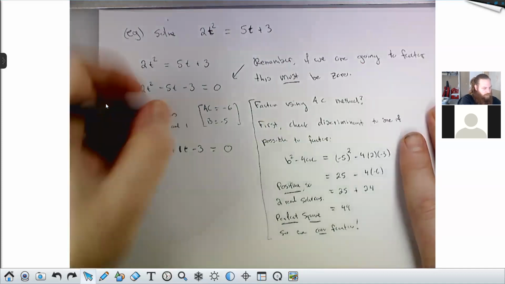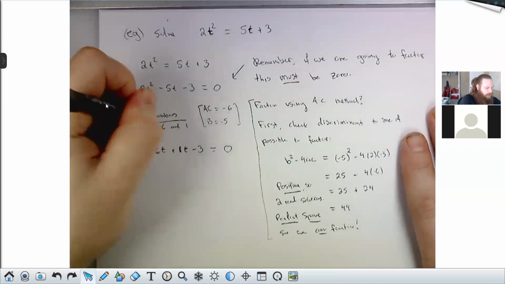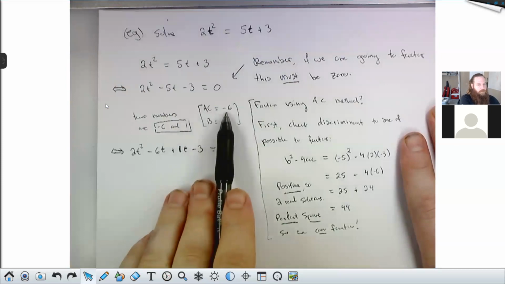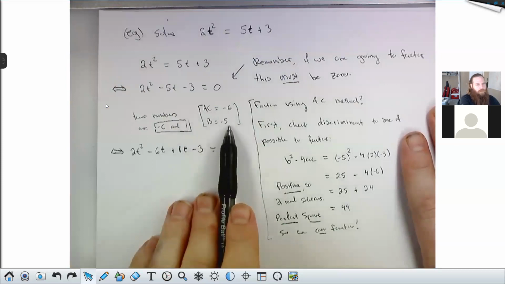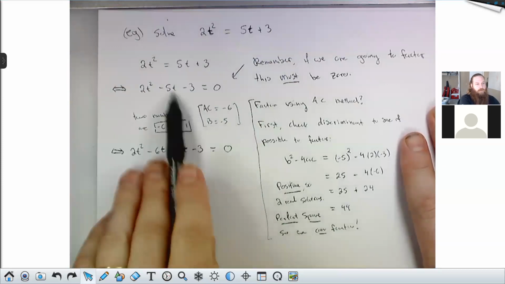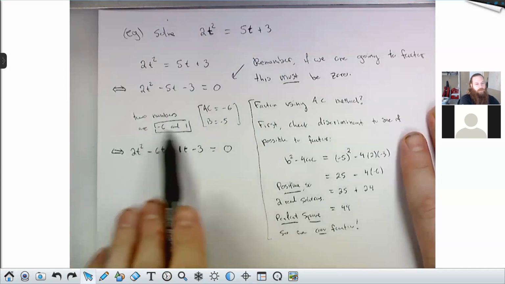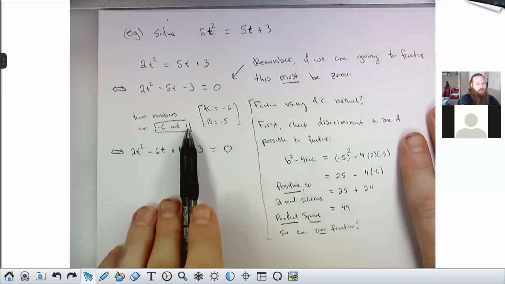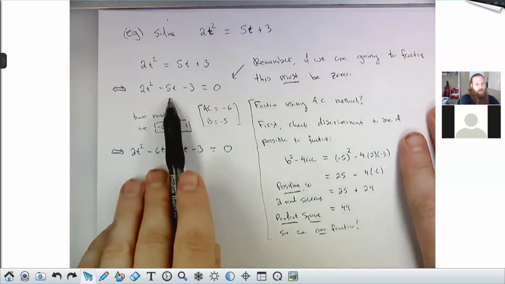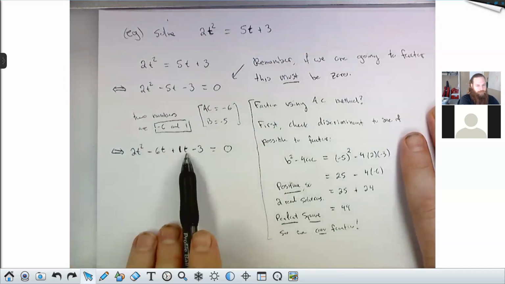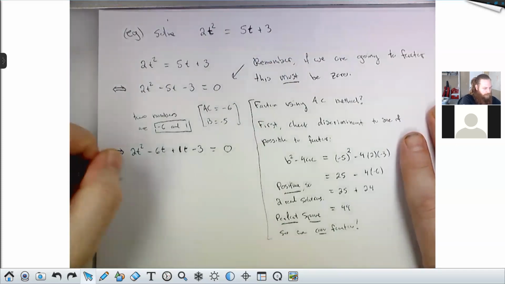So remember my 2 special numbers? That's the game with the AC method. We have to find 2 special numbers that multiply to this and add up to this. Then we use those 2 special numbers to rewrite the middle term. So my special numbers here were negative 6 and positive 1. So I rewrite the middle term, the negative 5t, as negative 6t plus 1t. And now we factor by grouping.